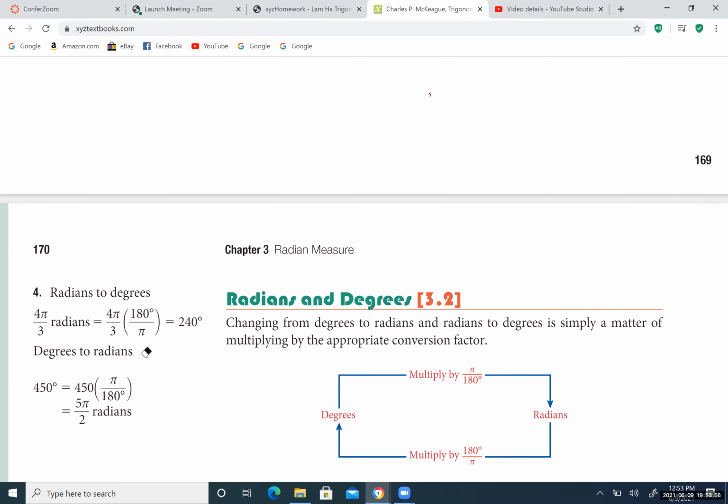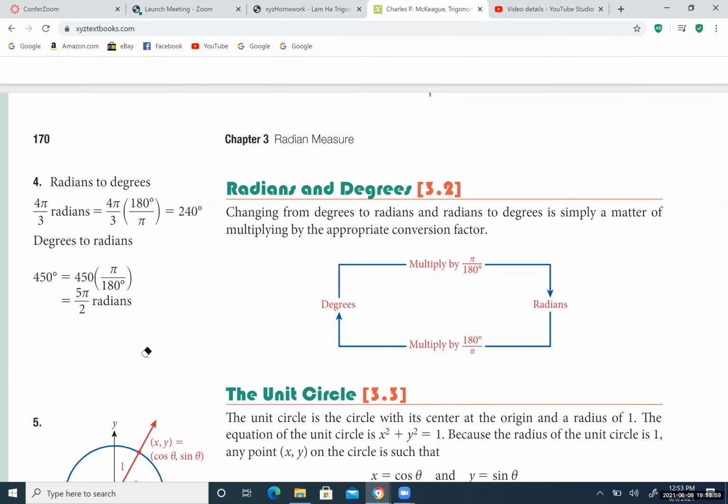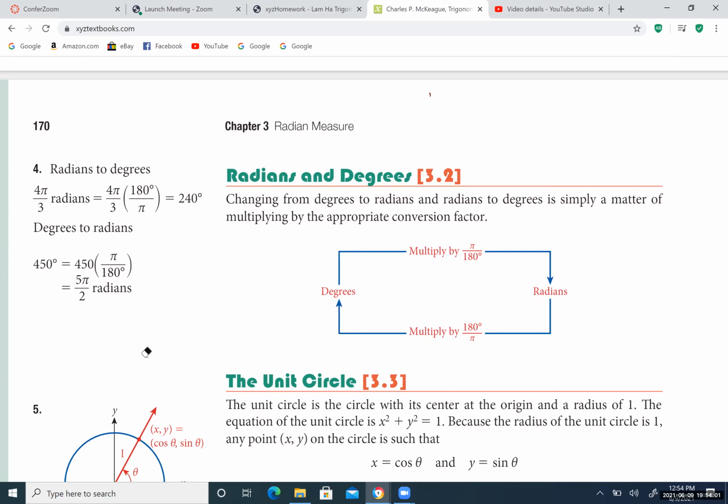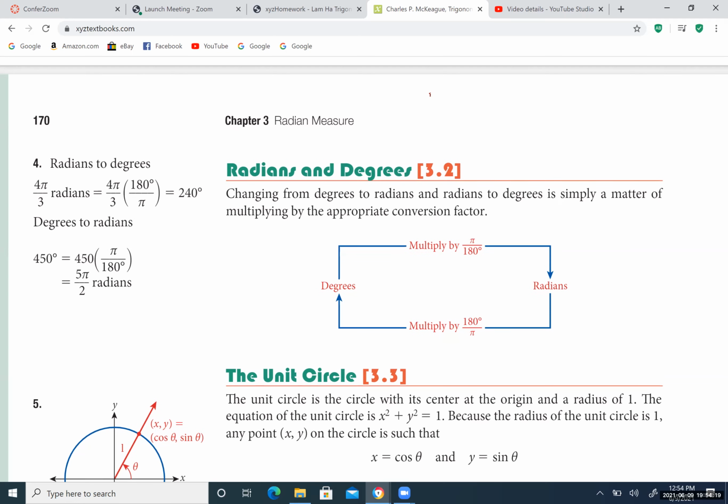Okay, the example is down here, radian and degree. So this is what I'm talking about. Radians convert to degrees, and degrees convert to radians by using the formula. Changing from degrees to radians and radians to degrees is simply a matter of multiplying by the appropriate conversion factor. As you notice right here, from degrees, they multiplied by pi divided by 180 degrees. This all the time represents the number one.